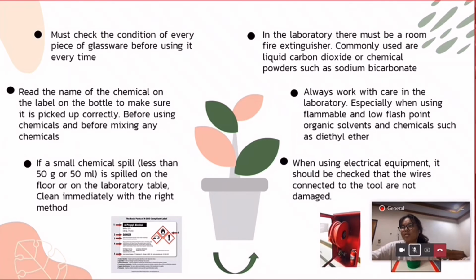Must check the condition of every piece of glassware before using it every time. Read the name of the chemical on the label on the bottle to make sure it is picked up correctly before using chemicals and before mixing any chemicals. If a small chemical spill, less than 50 grams or 50 milliliters, is spilled on the floor or on the laboratory table, clean it immediately with the right method.